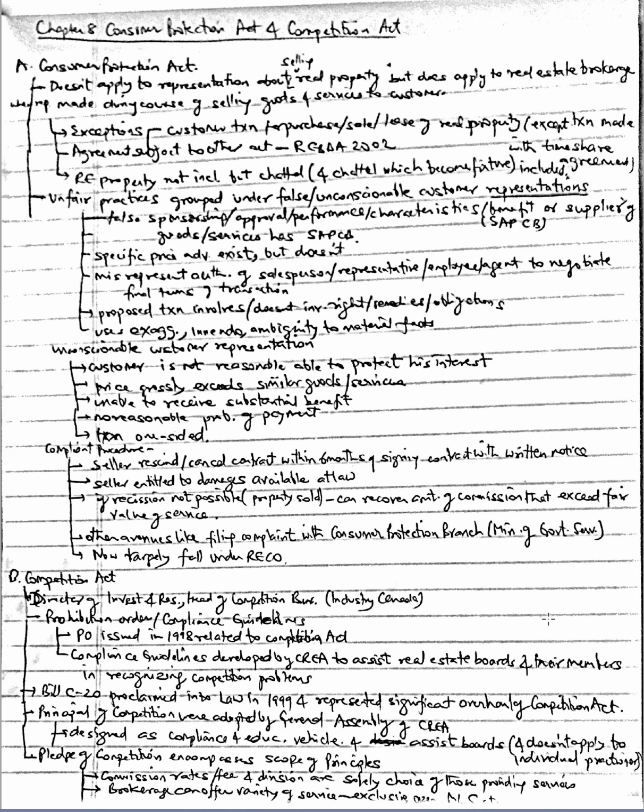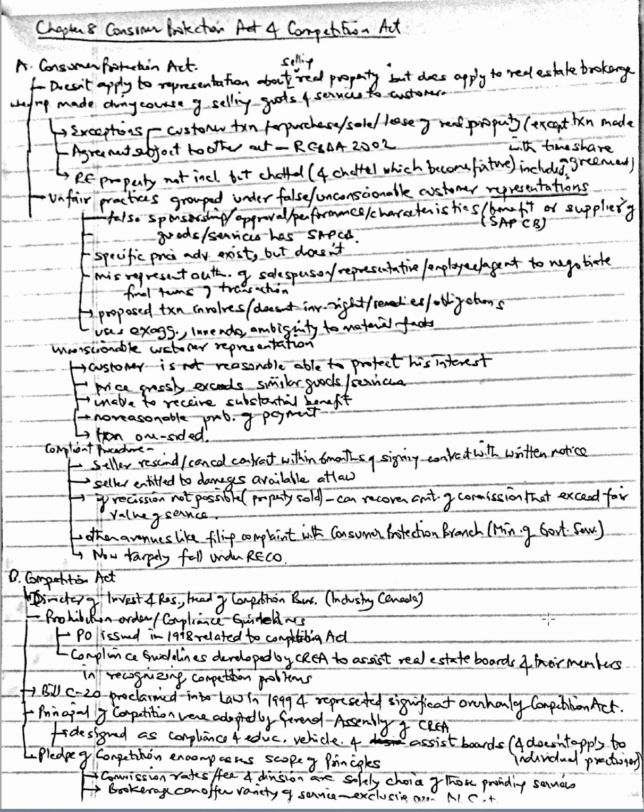Although the Act does not affect representations made during the course of selling real property, it does apply to real estate brokerage when representations are made during the course of selling goods and services to consumers. A seller or buyer who complains under this Act that there has been an unfair practice in the selling of the goods and services may cancel the contract, sue for damages, or file a complaint with the Consumer Protection Branch of the Ministry of Government Services. So this Act does not apply to representations about the real property. The type of contract that may be cancelled would therefore be a service or representation agreement.